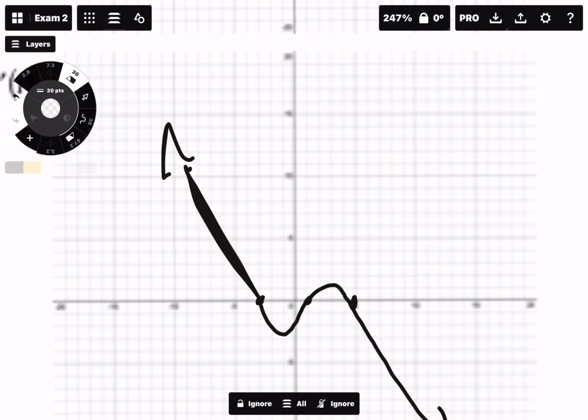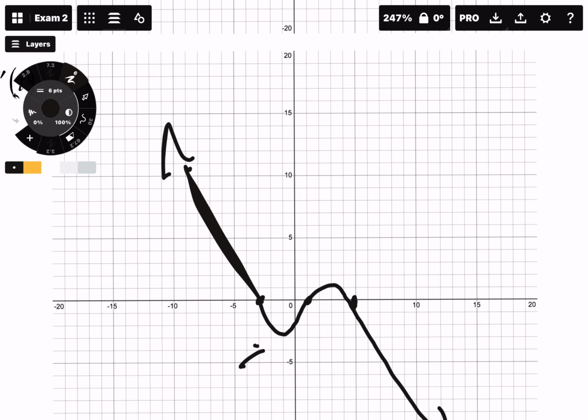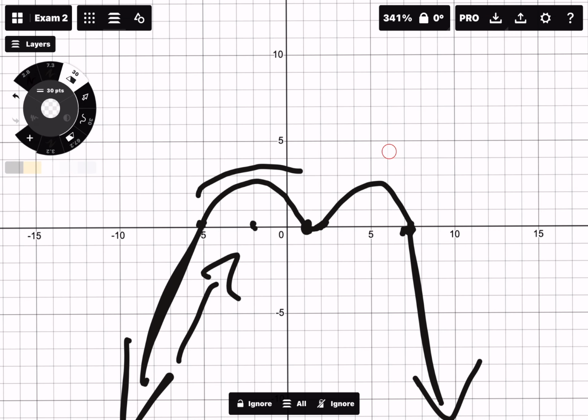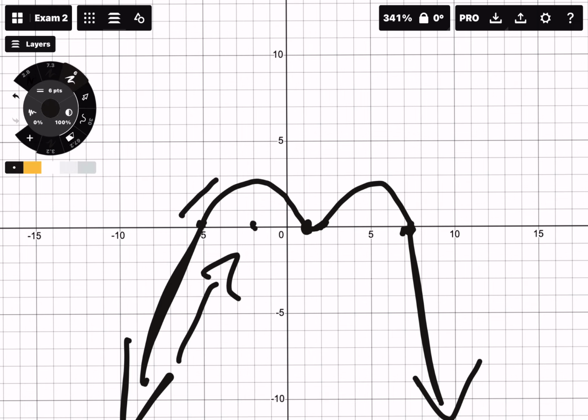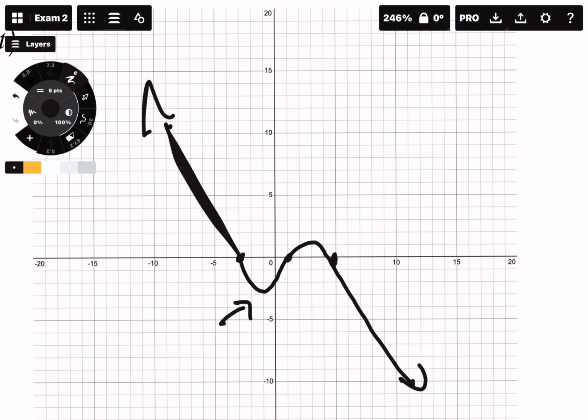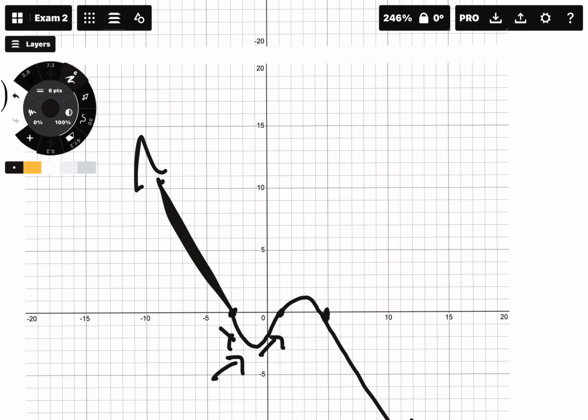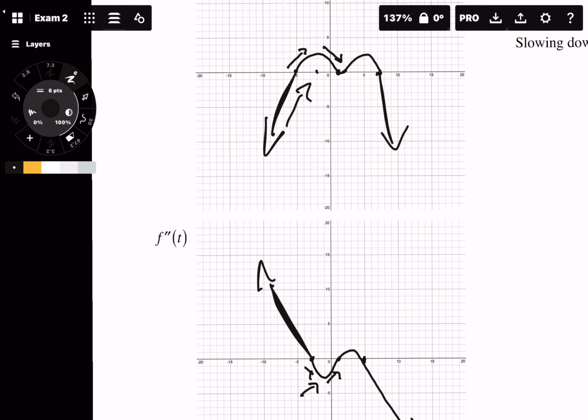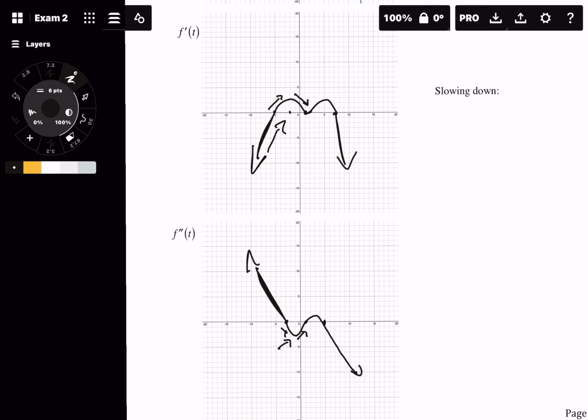And the reason this is negative is because it's right here. Since this increases but then decreases, we must decrease then increase, if that makes sense. Okay, thank you.